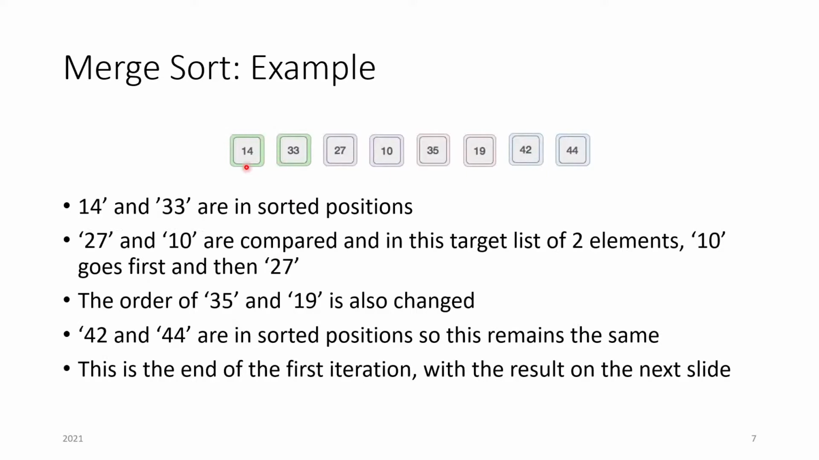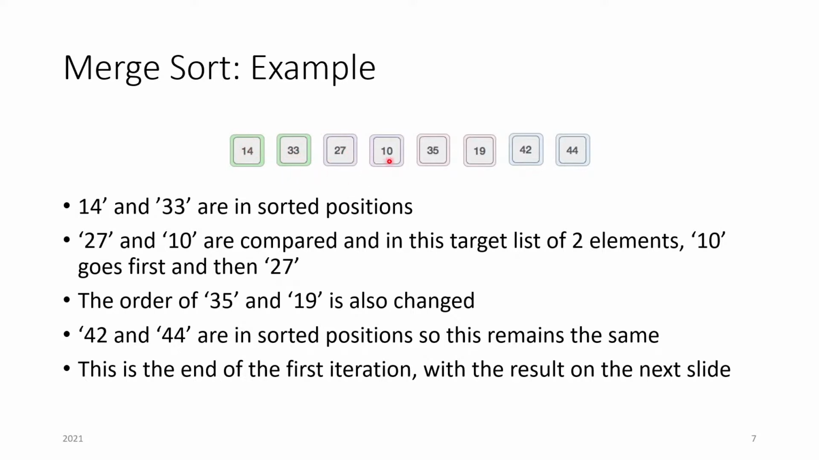So we start with 14 and 33, which were our first 2 values. We see which one is the lesser value and which one is the greater value, and we put the lesser values on the left-hand side and the greater values on the right-hand side. So in this case, 14 and 33 is already sorted.